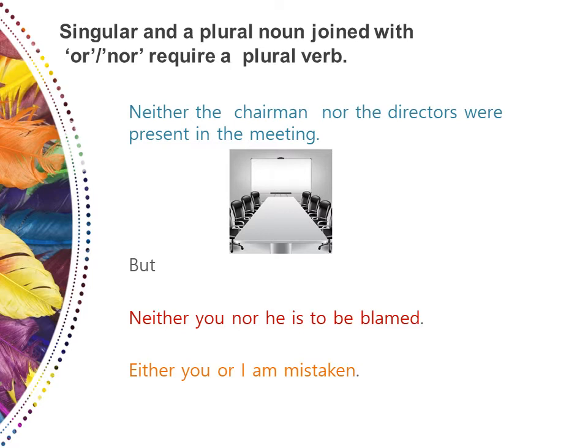But neither you nor he is to be blamed. The verb here is is, and the closest subject is he. Since the subject he is singular, we should use the singular verb is. And when you say either you or I am mistaken, I is the closest to the required verb, and we have to change the verb according to the closest subject, which is I.